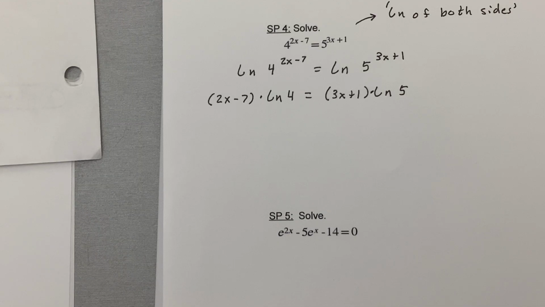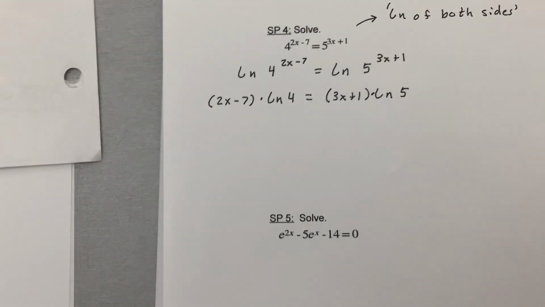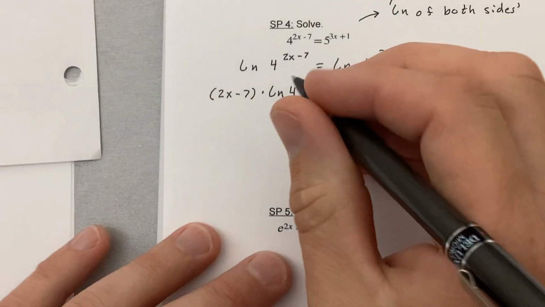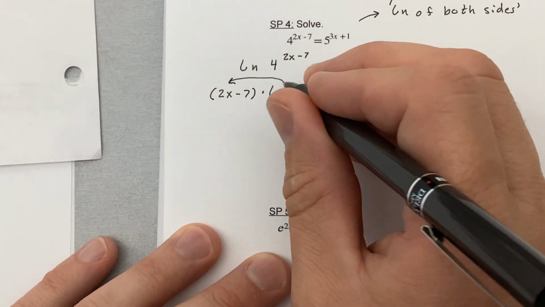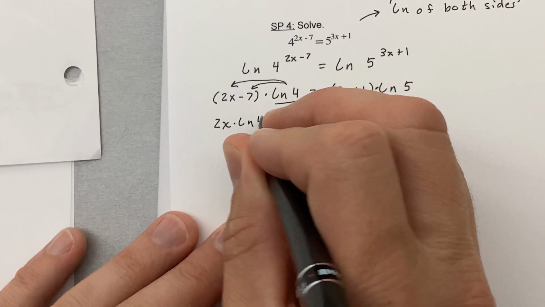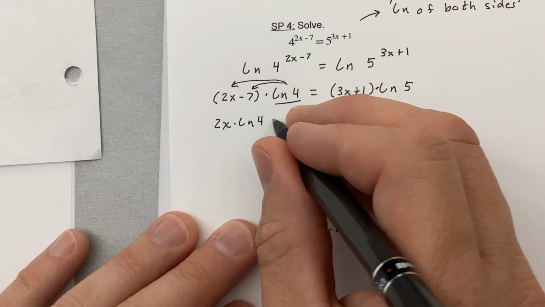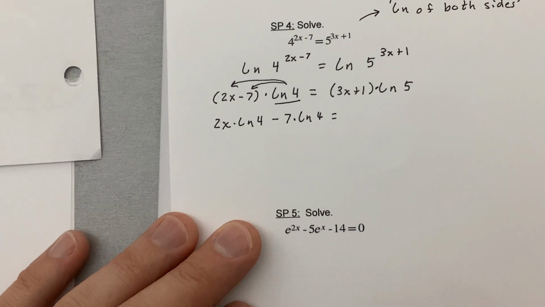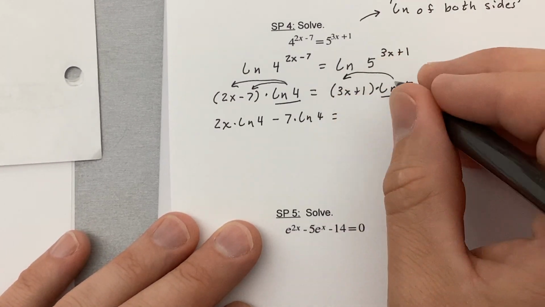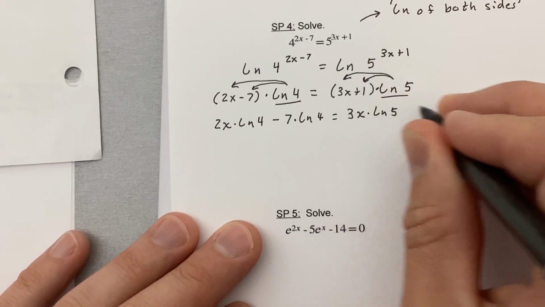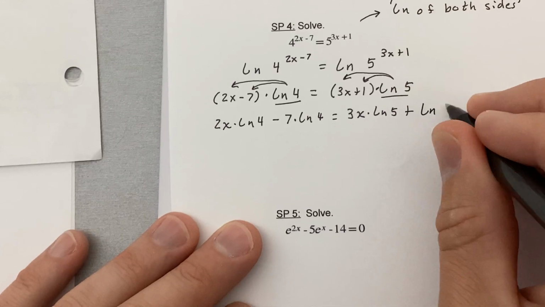Once again, variables now on the same playing field. We can work with it. And now we got to kind of move some things around. Actually, before we do that, let's go ahead and distribute. I'm going to distribute this natural log of 4 to both of those. So we get 2x times the natural log of 4, and then negative 7 times the natural log of 4. Same thing here. Let's distribute that natural log of 5. 3x times the natural log of 5 plus 1 times the natural log of 5, which is natural log of 5.